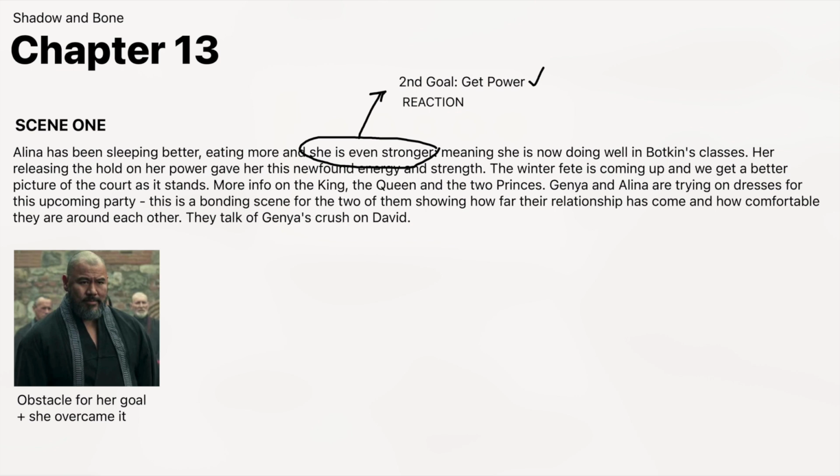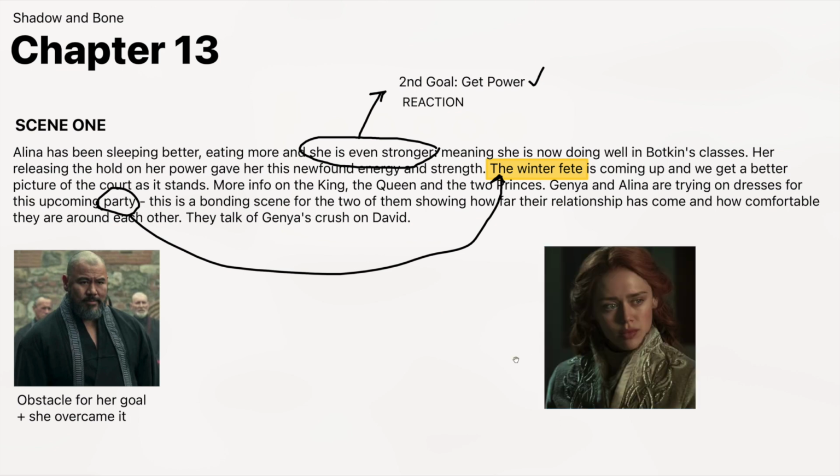What also happens in scene 1 is we learn about the winter fete that's coming up. And we also get a better picture of the court as it stands. We get more info on the king, the queen, and the 2 princes. Genya and Alina are also trying on dresses for the upcoming party for this winter fete. And this is really a bonding scene for the 2 of them, showing how far their relationship has come and how comfortable they are around each other. They talk of Genya's crush on David as well.